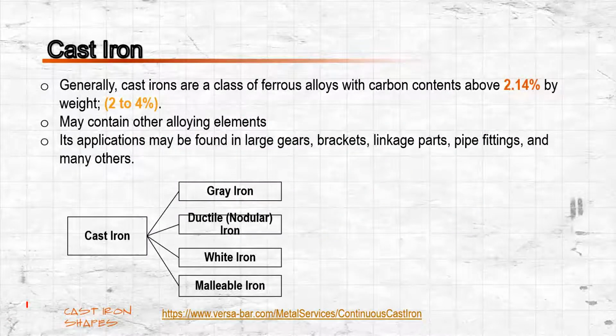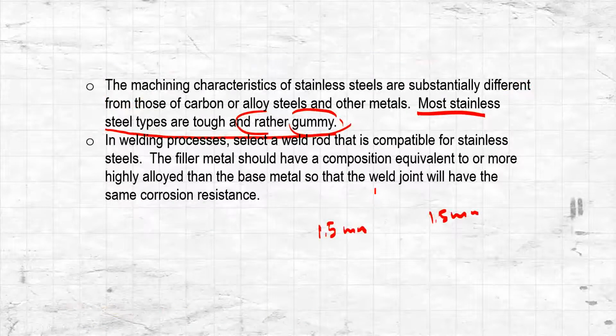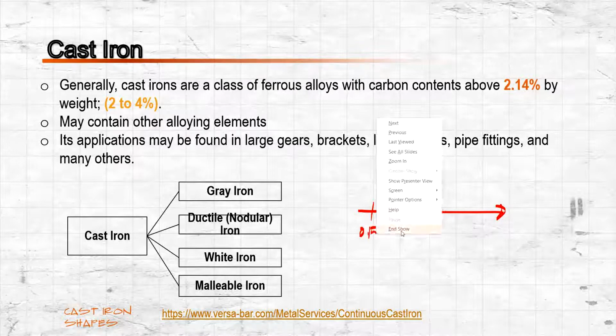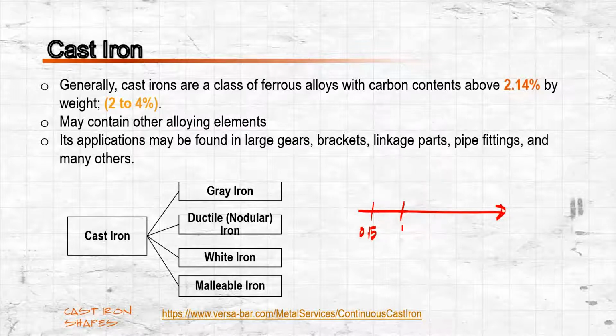Okay, now let's discuss our next material, that's cast iron. So recall in our topic on carbon steels that we have this arrow line for the carbon content, and the lower value is 0.15%, and right here is, let's say, 1.7%. So anything above this upper limit is referred to as cast iron.